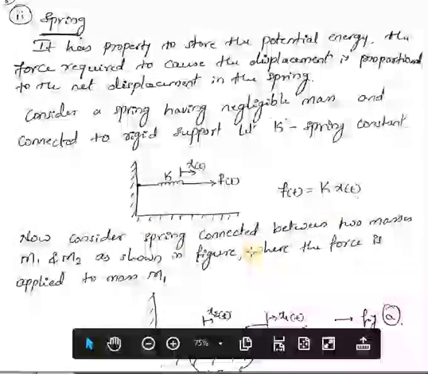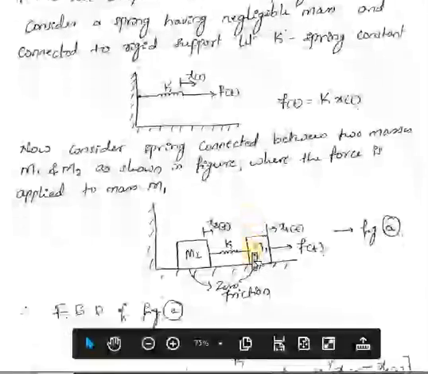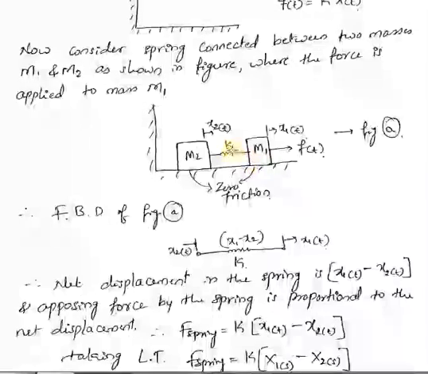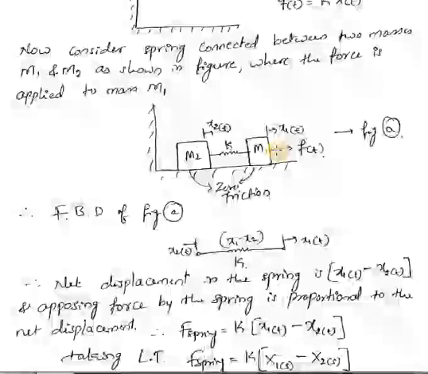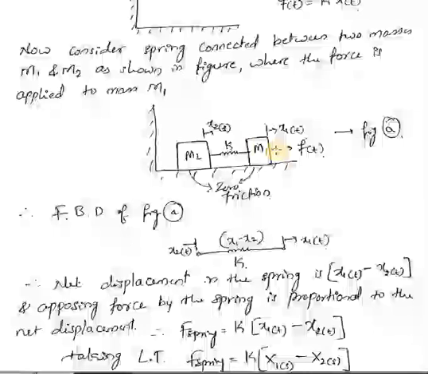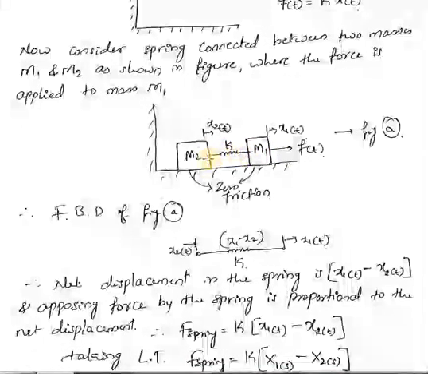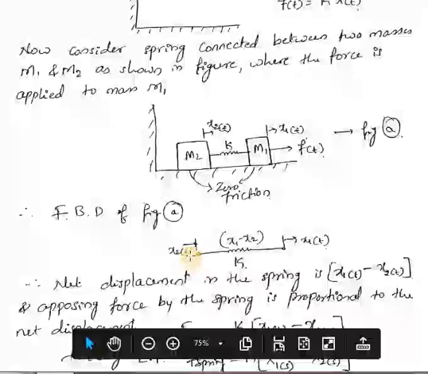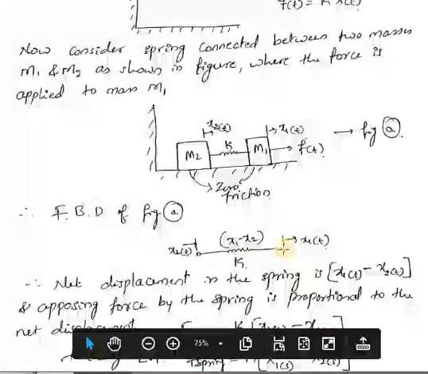Now if there are two masses which are connected by the spring, m1 and m2 are connected by a spring k, and f of t is applied on m1. While looking at the mass element, the connection was rigid, but here they are connected by the spring K. So for this kind of system, first you need to draw the free body diagram. I will mark two nodes which are m1 and m2. The f of t is applied on m1.